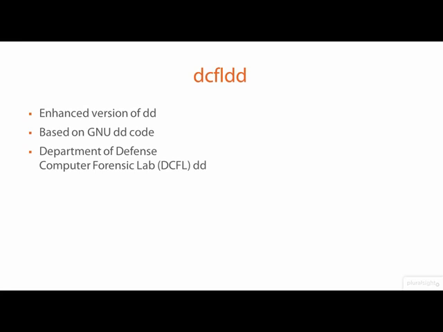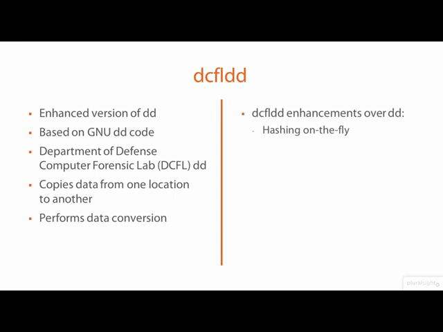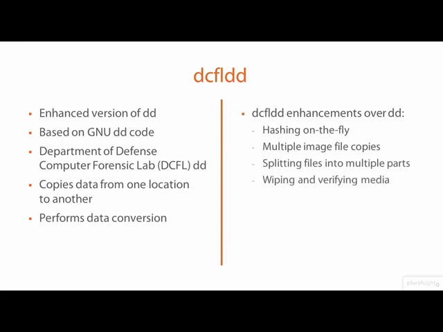dcfldd operates under the same idea as DD in that it copies data from one location to another and performs data conversions and reformatting as specified. dcfldd expands on the capabilities of DD by the ability to perform hashing as data is being acquired, saving acquired images into multiple files, splitting acquired images into multiple files, wiping and verifying media, and displaying an in-process progress indicator.